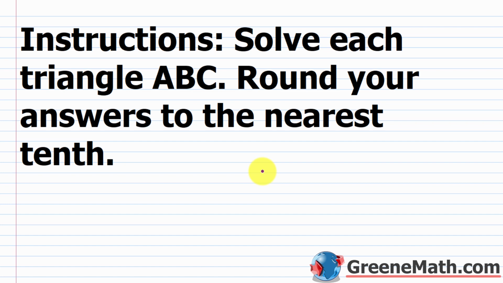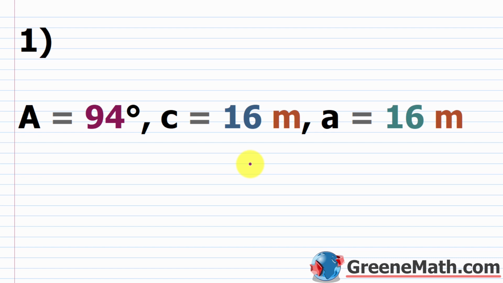All right, let's take a look at the practice test. For the instructions, we're asked to solve each triangle ABC. We want to round our answers to the nearest tenth. All right, the problems we're going to look at today are going to deal with the law of sines with the ambiguous case. So this is a much more tedious scenario. You really have to dig into the details of the problem a little bit.